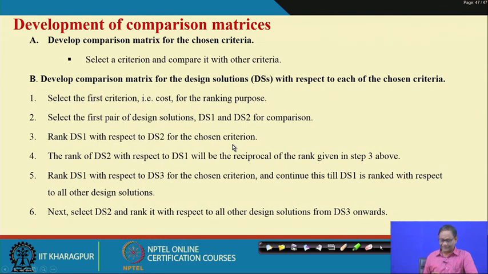So, these are the steps. First, development of comparison matrices. What is a comparison matrix? If you see the framework, at the bottom you find there are alternatives, and immediately above the alternatives there are criteria.